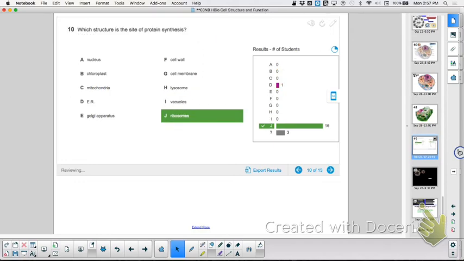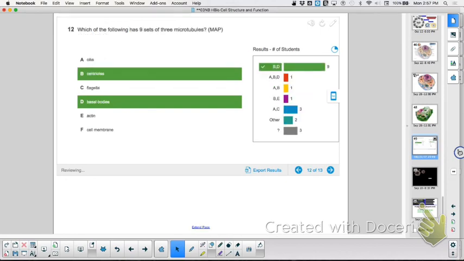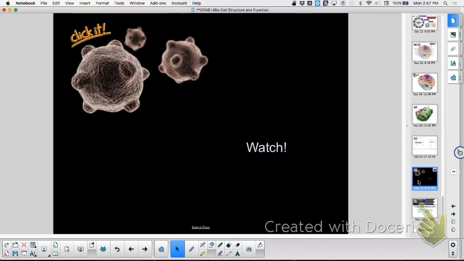Site of protein synthesis, ribosomes. Okay, see, somebody put ER, right? We're not going to put that. Ribosomes can do protein synthesis and not be on the ER at all, so we wouldn't pick that. Plant and animal cells, mitochondria. Chloroplasts are not found in animal cells, right? Because what don't animal cells do? Photosynthesis. 9 sets of 3, centrioles and basal bodies. Good job for those of you that got that. 9 sets of 2, cilia and flagella. And that is it. So know your structures, know your cell theory, know your functions, all of that, and you should be set.